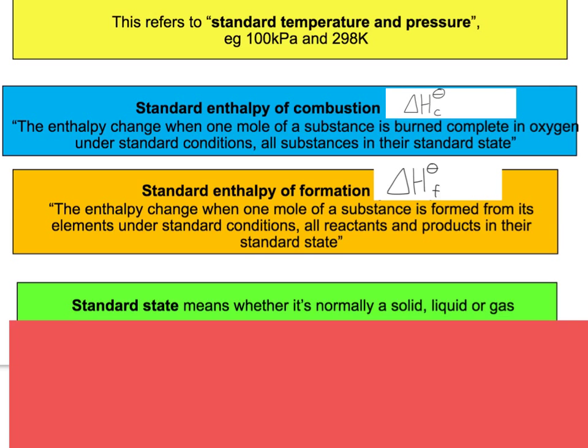And standard state means whether the substance is normally a solid, liquid or gas at room temperature. So in formation data, when you're forming from the elements, they must be in their standard states. So for example, water's standard state is a liquid. Carbon's standard state is solid, and it's graphite. Hydrogen's standard state is a gas.